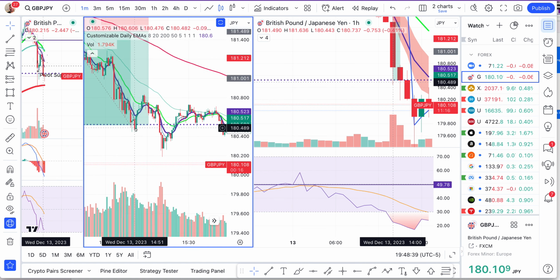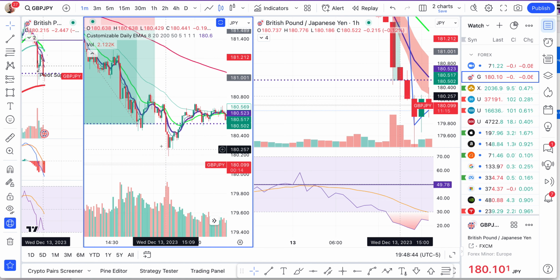So let's say you get short here. Well, you're going to get stopped out right away. Or let's say you're a little bit more patient and you get short here.